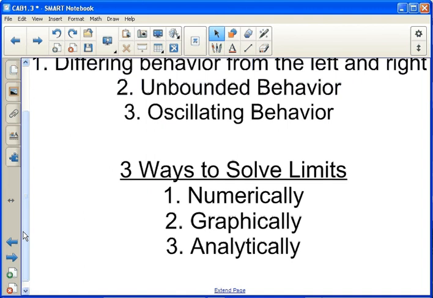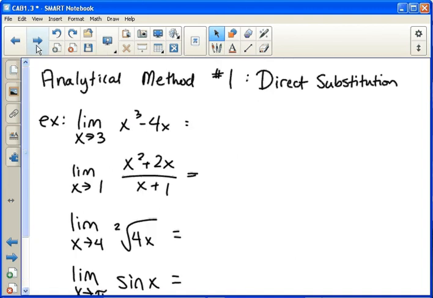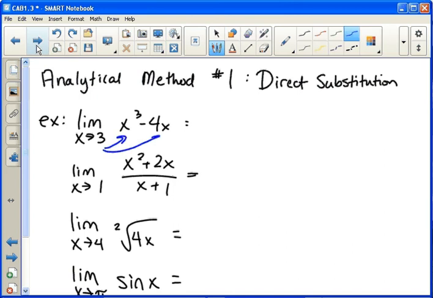So here's our first analytical method, direct substitution. And it is exactly as easy as it sounds. All you do is substitute. So in the first example, the limit as x approaches 3 of x cubed minus 4x, all you do is take the 3 and plug it in everywhere you see x. So we get 27 minus 12, and our answer is 15.